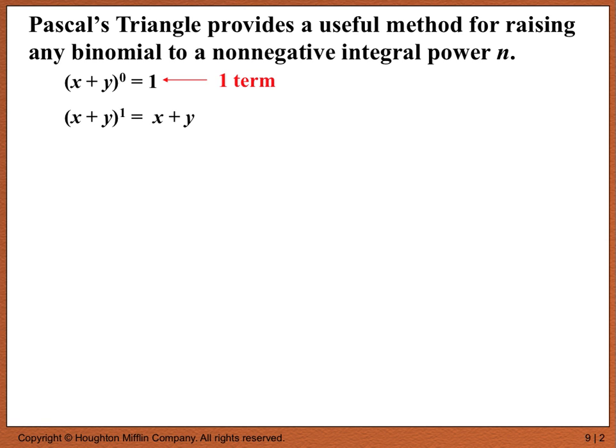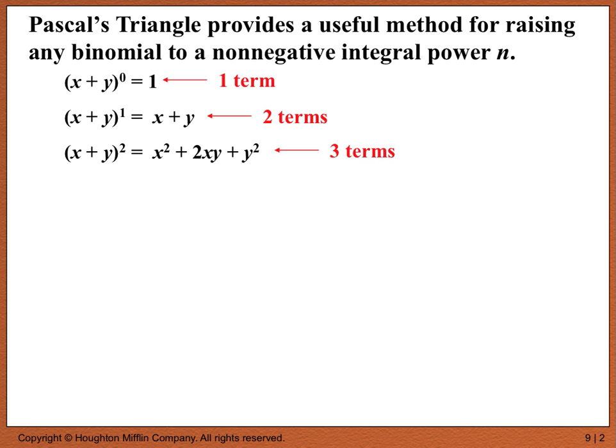Here's another binomial expansion. X plus y is my binomial, called binomial because there are two terms, x and y. I'm raising it to the power 1, and x plus y raised to the power 1 gives me x plus y. And that expression has two terms in it. If I raise the binomial x plus y to the power 2, or I square it, I get x squared plus 2xy plus y squared. And that, of course, has three terms.